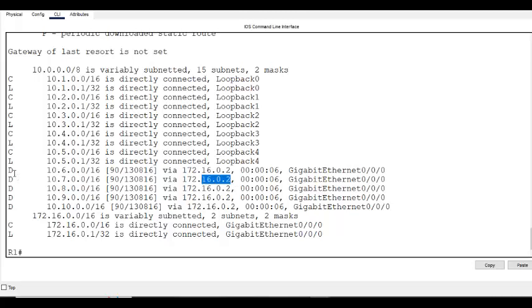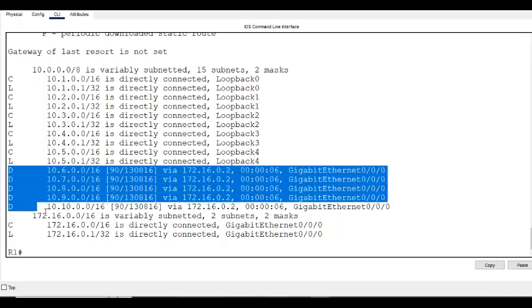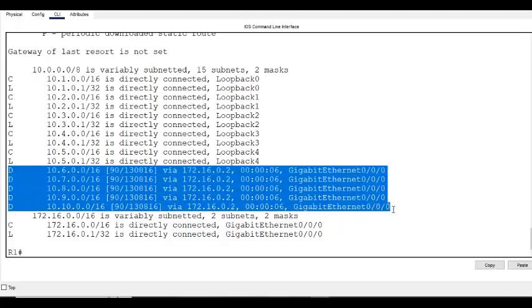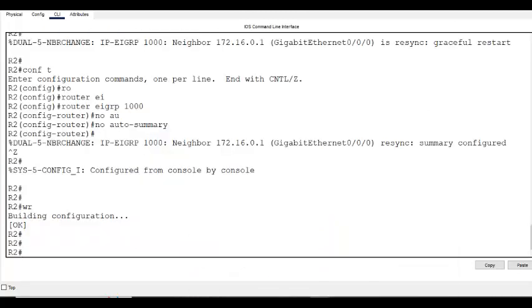Okay, now let's go back to the other router also and check. Show IP route. You see, even here you are learning all this. So if you ping now 10.4.0.1, you will get reachability. Check here. Earlier when we were pinging this, the ping was not going, but now it goes.